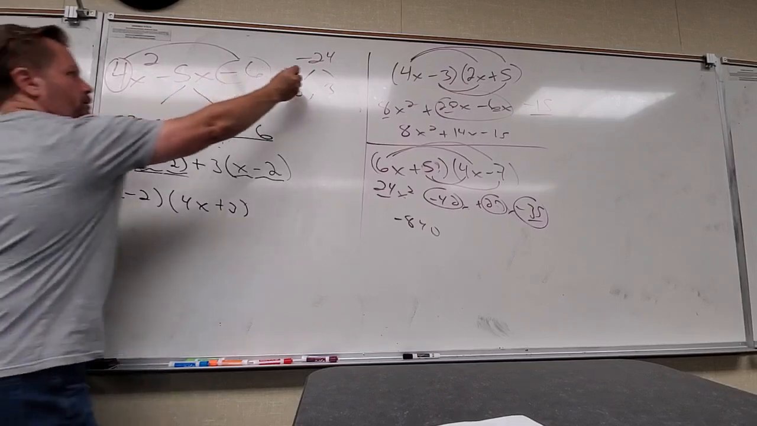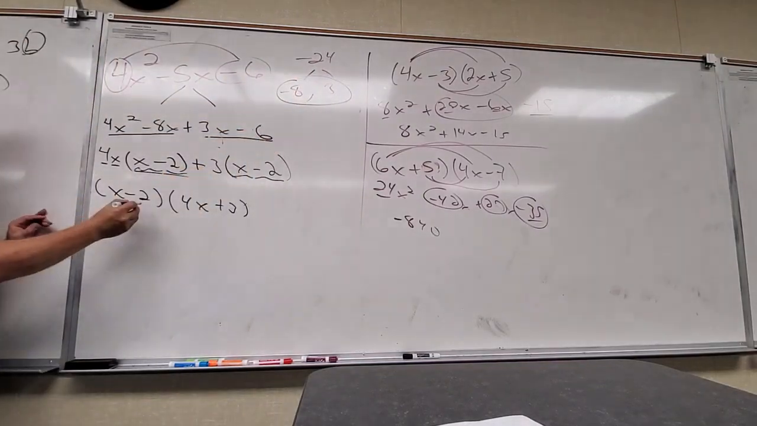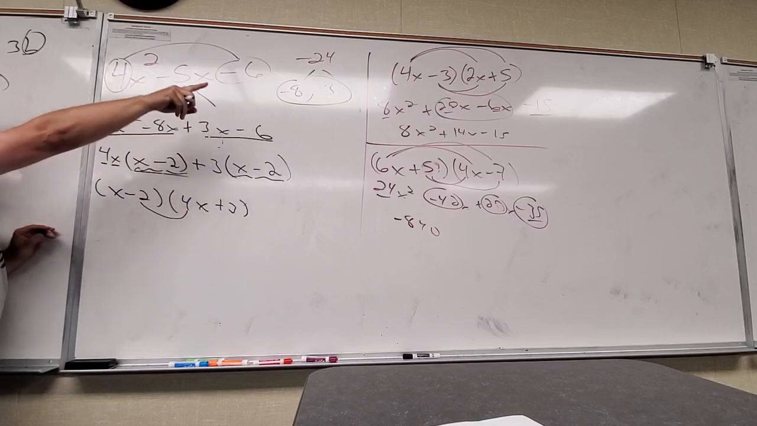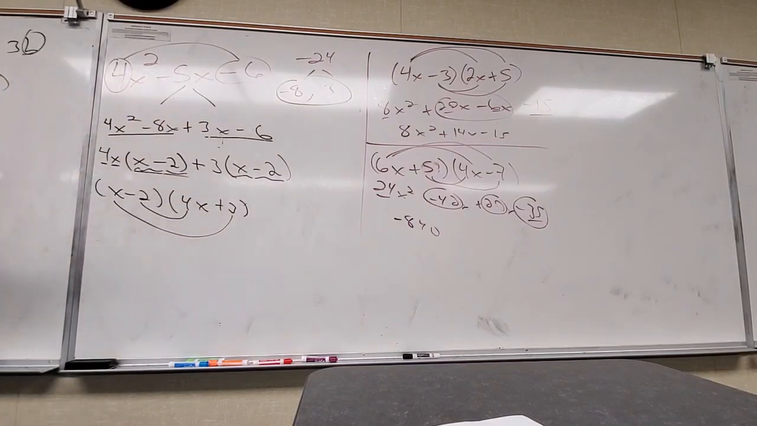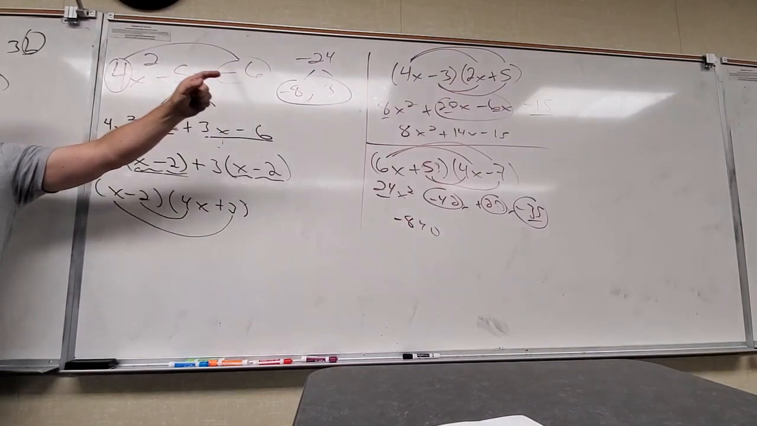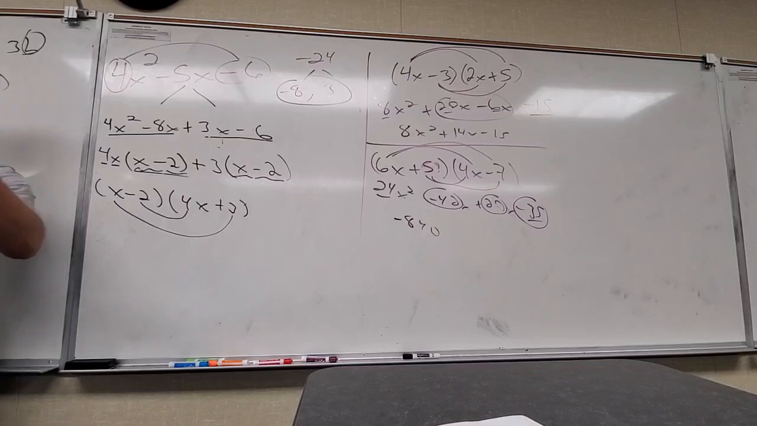Watch this. Remember these two numbers? What's negative 2 times 4? Negative 8. And what's 1 times 3? All right, so those two numbers, they are what the middle terms would be. And again, you don't have to know that, but it's just part of why the pattern works. Okay, maybe?